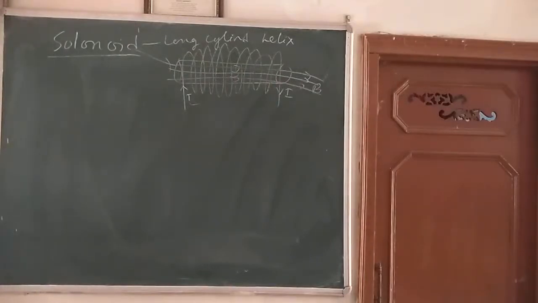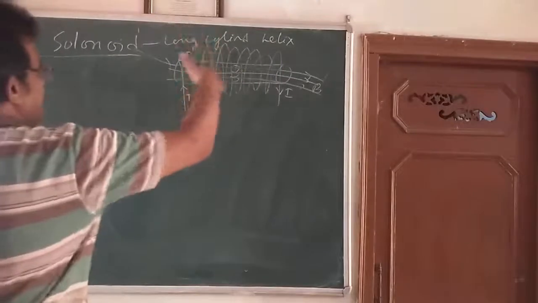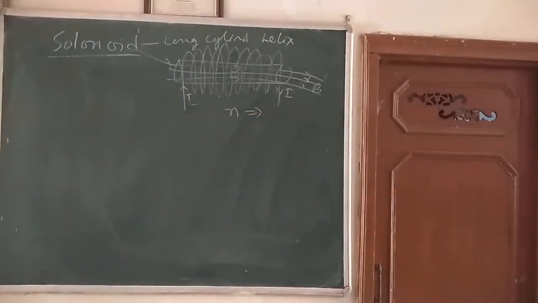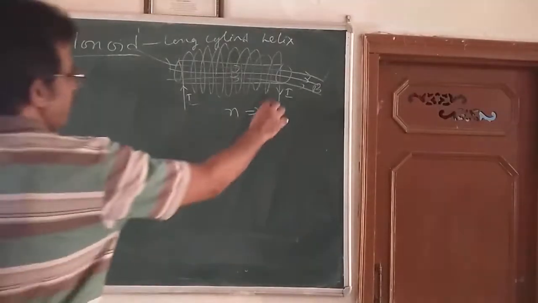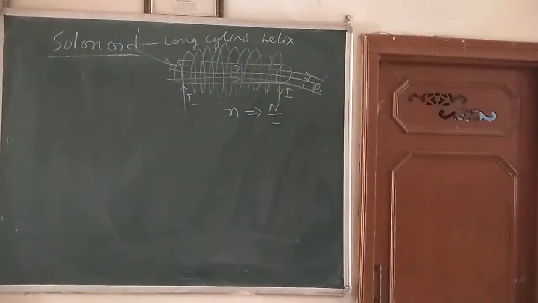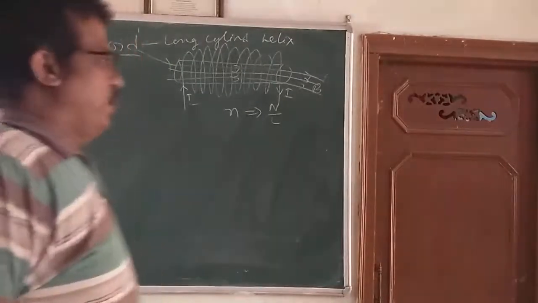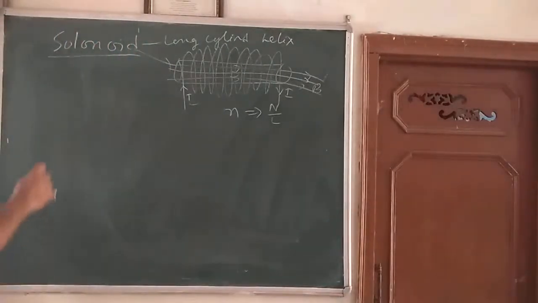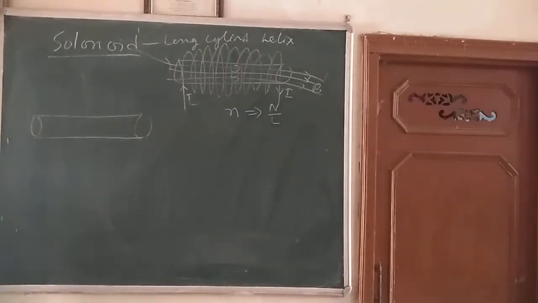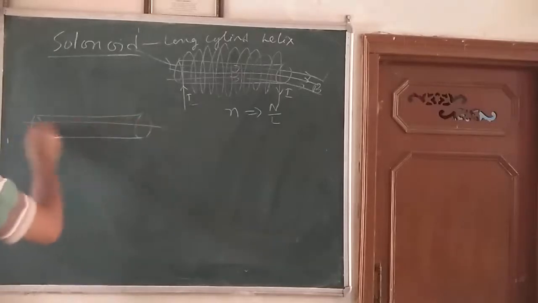Now here the total number of turns is N, and suppose n is the number of turns per unit length of the solenoid, that is, total number of turns divided by total length of the solenoid, so I can write n = N/L. I want to find the magnetic field due to this solenoid. So I am taking a solenoid, say like this, in which the magnetic field is something here. Here is the magnetic field.